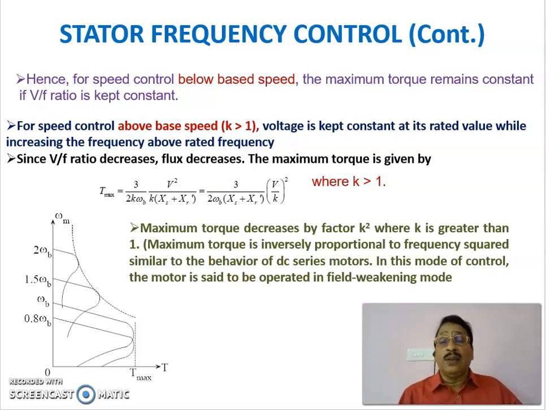Continuing stator frequency control. As we have already seen in the previous slide, for the speed control below the base speed, the maximum torque remains constant if you are keeping the V by F ratio constant. Therefore, if you are controlling the speed of the motor below the base speed, we are using V by F control and the maximum torque is constant. That is, in this region, maximum torque is constant below the base speed.